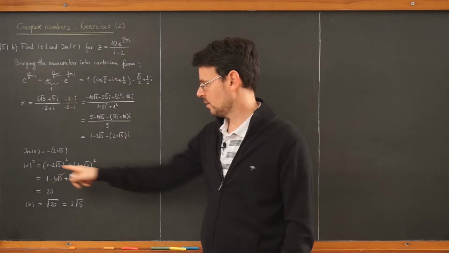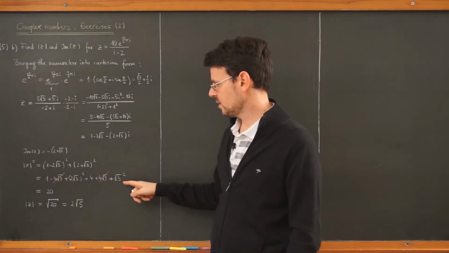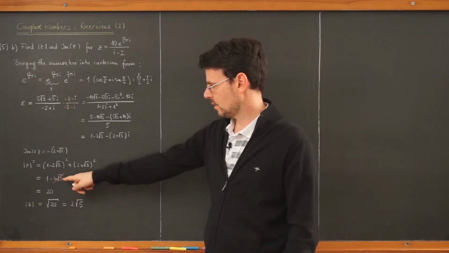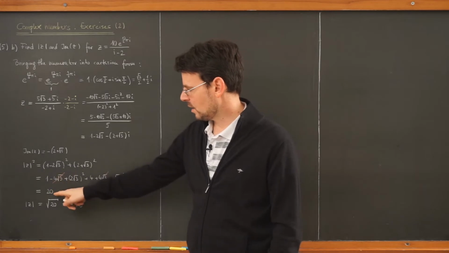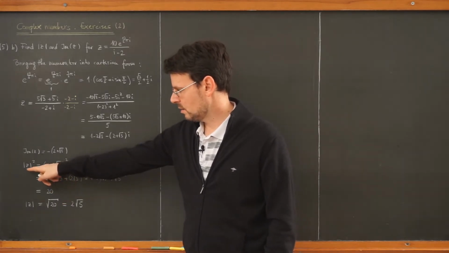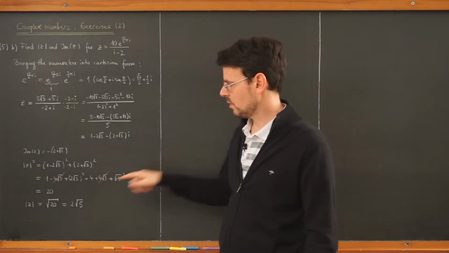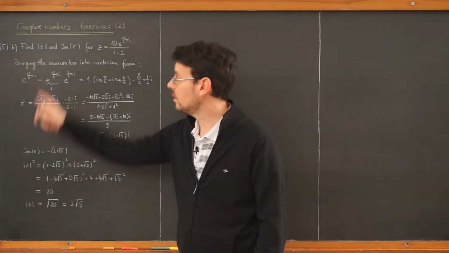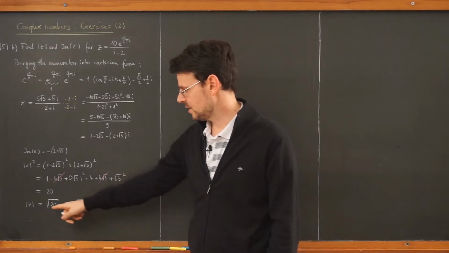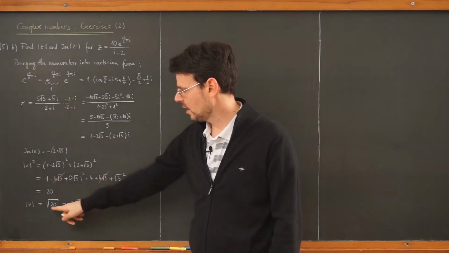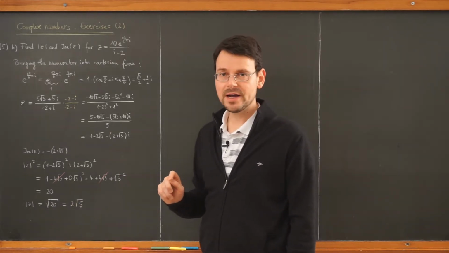Using the second and the first binomial formulas, I end up with this expression. 4 times square root of 3 cancels. And in the end, I end up with 20. I calculated the modulus squared so that I do not have to write the square root all the time. And then the desired absolute value or modulus of z is the square root of 20, which can be written as 2 times square root of 5.